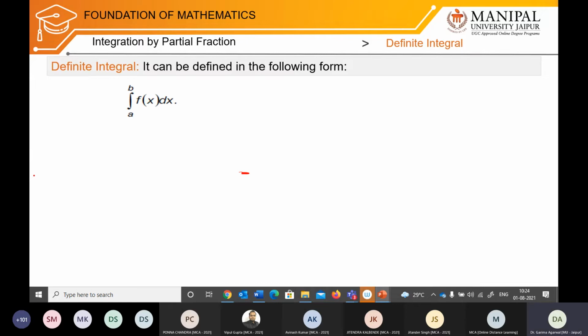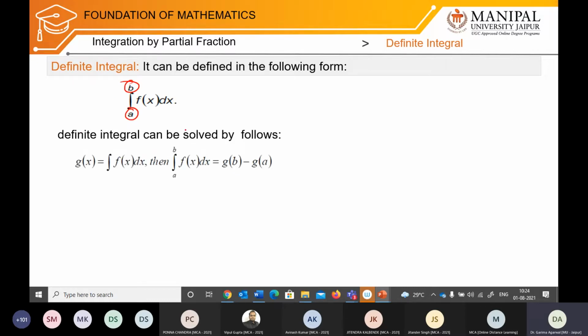Now we have a definite integral. What is a definite integral? If we integrate under a limit, then it is known as a definite integral. Integration will remain the same, but after integration we'll apply the limit, that is, upper limit minus lower limit. Let me take a simple example, x square under the limit 0 to 1, dx.